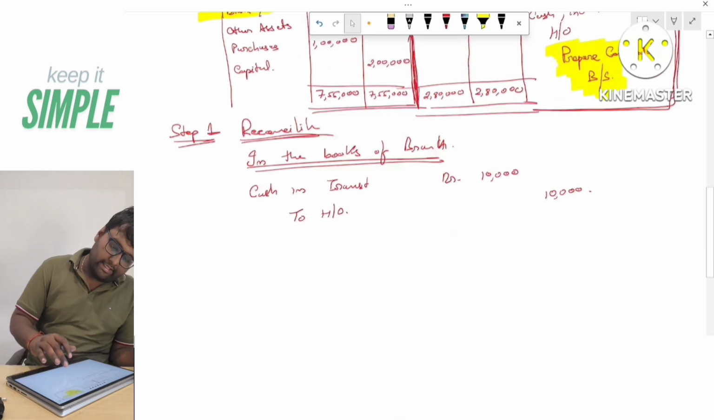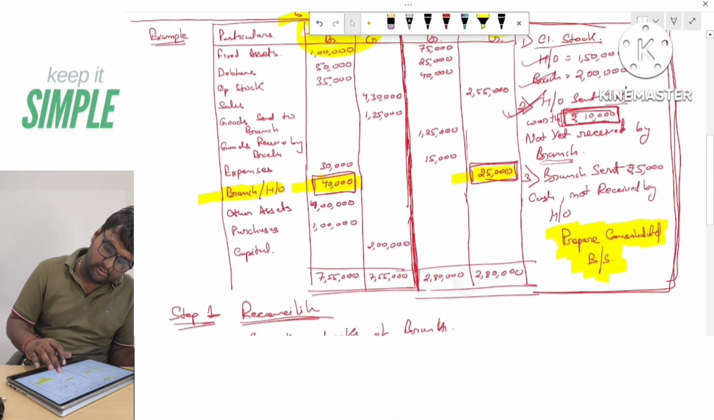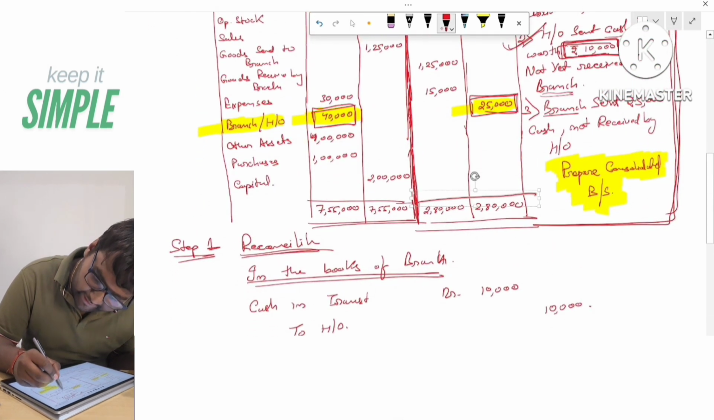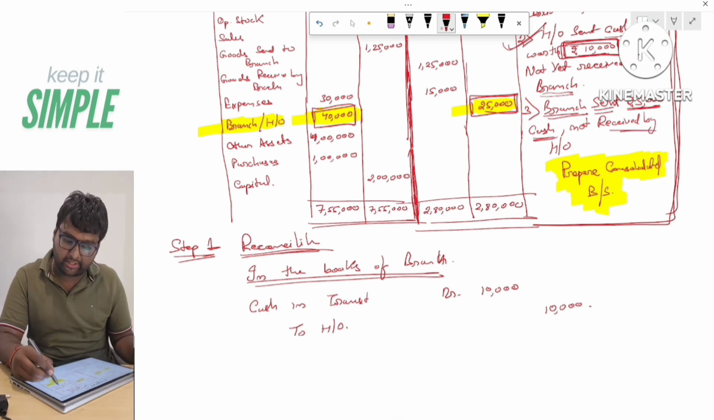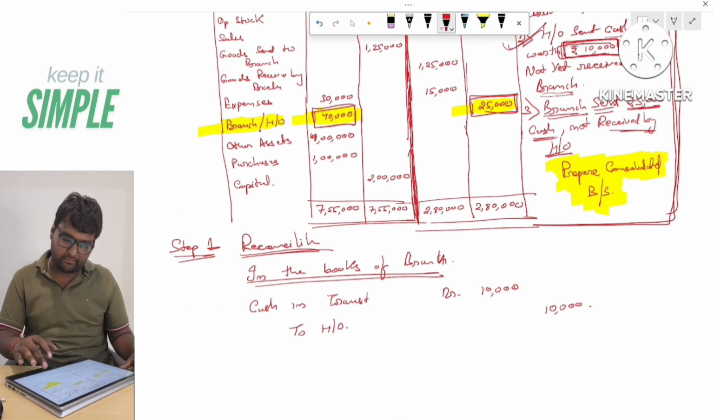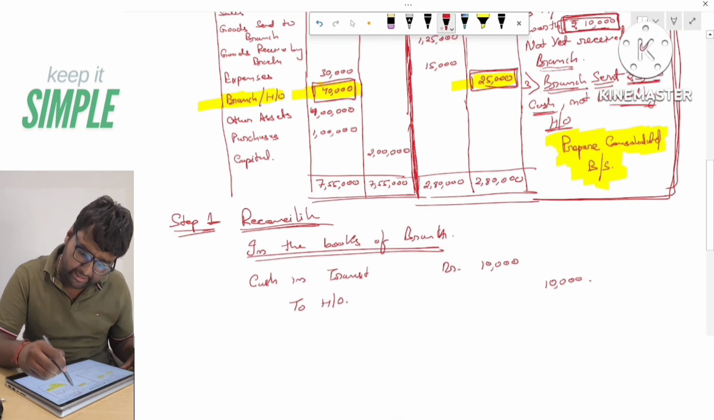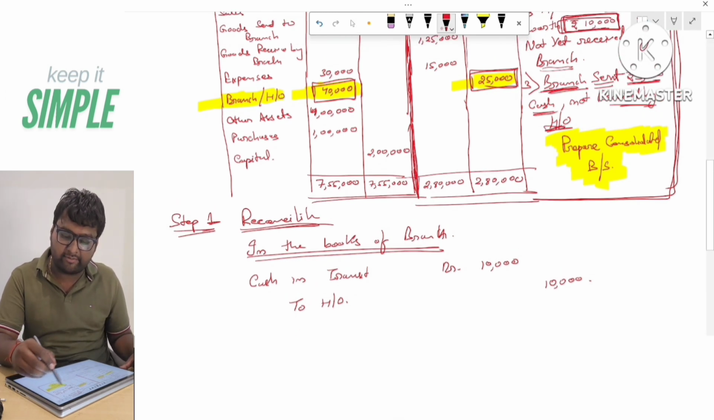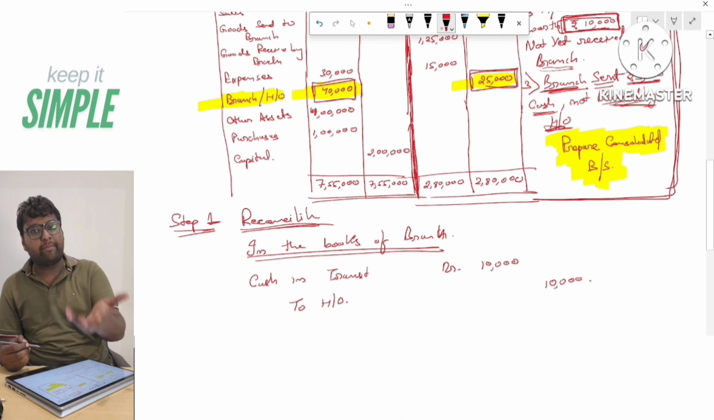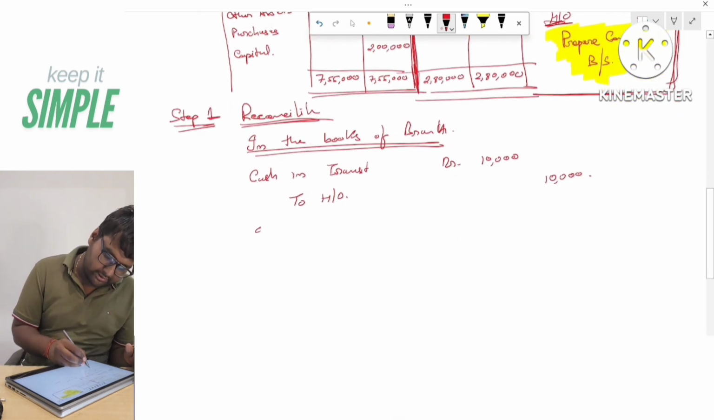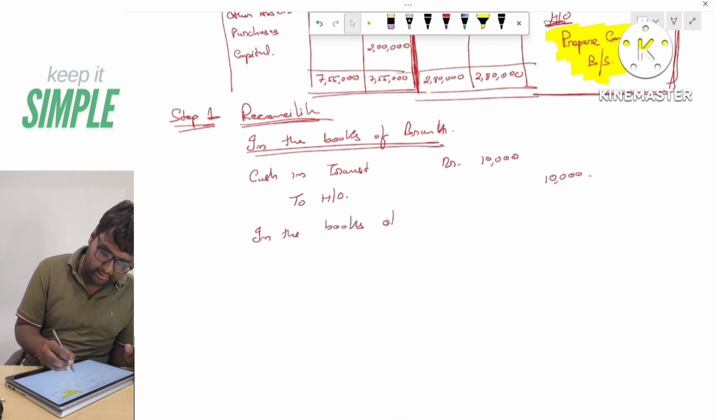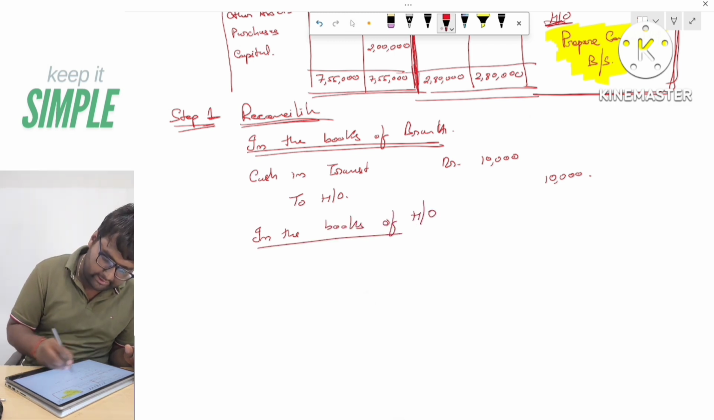So next, see, branch sent rupees 5,000 cash not received by head office. So here branch has sent the cash but it is not received by head office. So branch has already passed the entry. Now who will pass? Head office will pass. So in the books of head office, what will be our entry?